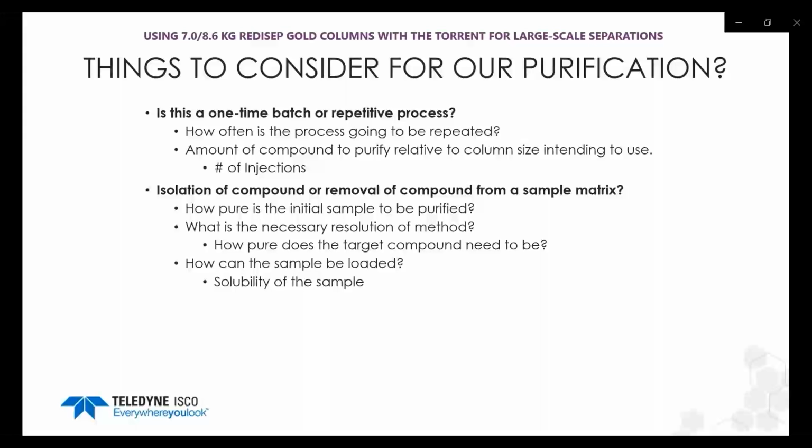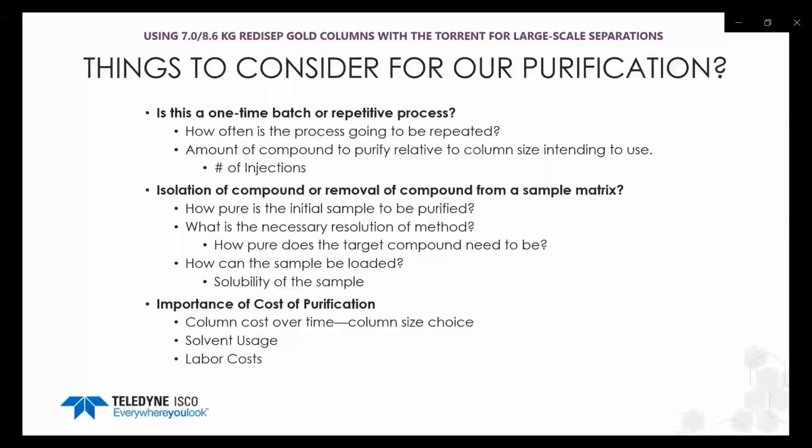Are we isolating a specific compound, or are we just removing an impurity from a sample matrix? What is the objective of our purification and what are our purity goals? How pure is the initial sample to be purified? What's the necessary resolution of the method, and how pure does your target compound need to be? Do we just need 90% purity, 95% purity, 99% purity, or better? And then how can we load the sample? What's the solubility of the sample? This is going to dictate some of our decisions and how we'll perform our method.